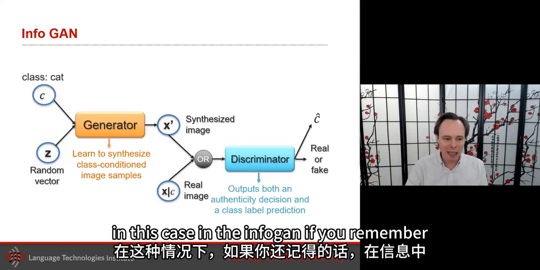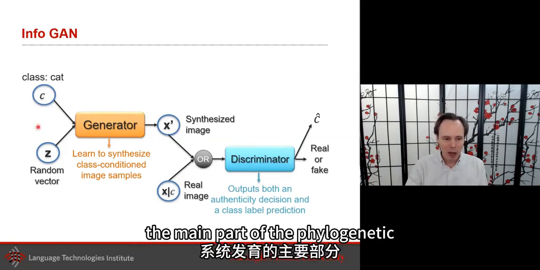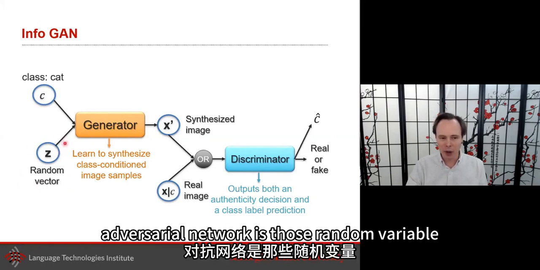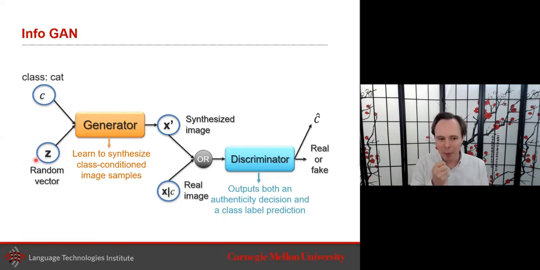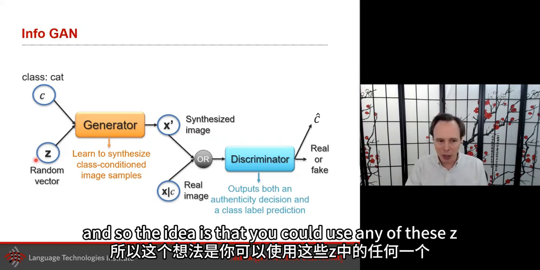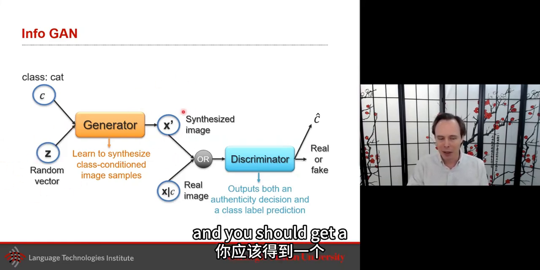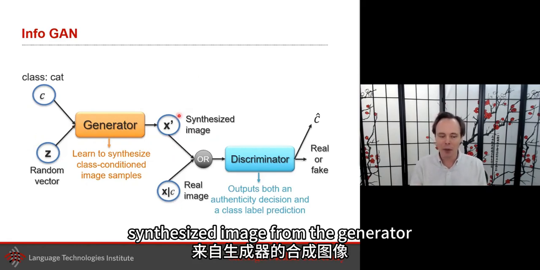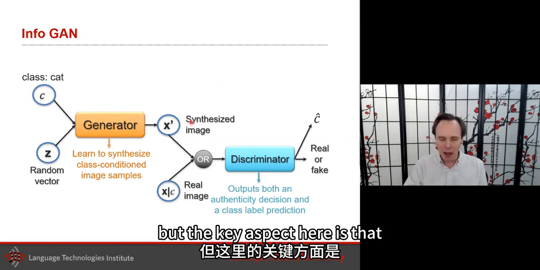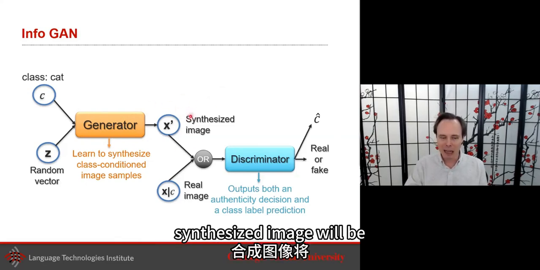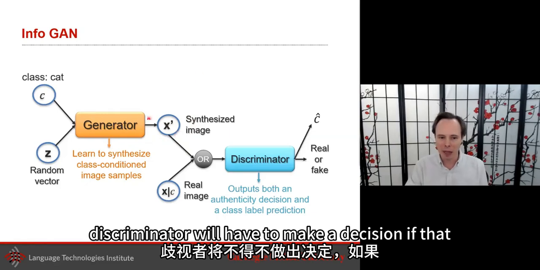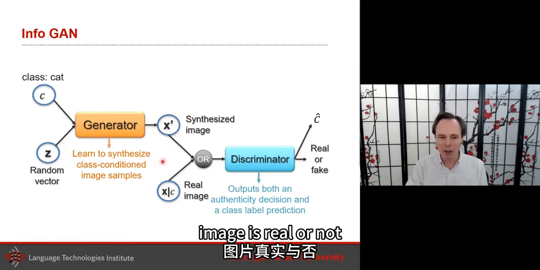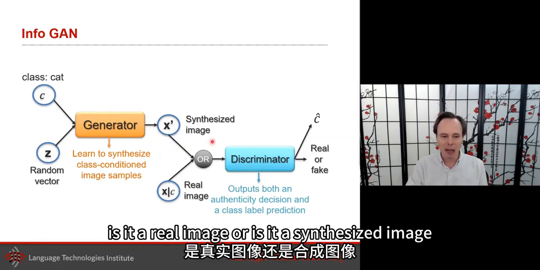In the InfoGAN, if you remember, the main part of the generative adversarial network is the random variable Z. The idea is that you could use any of these Z and you should get a synthesized image from the generator. But the key aspect here is that the synthesized image will not be compared directly, but the discriminator will have to make a decision if that image is real or not. Is it a real image or is it a synthesized image?